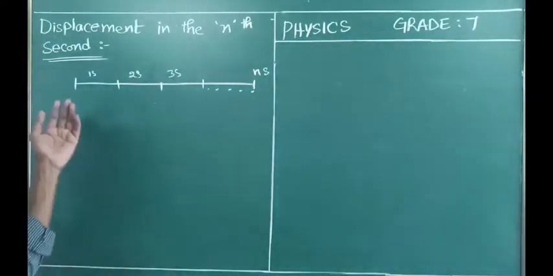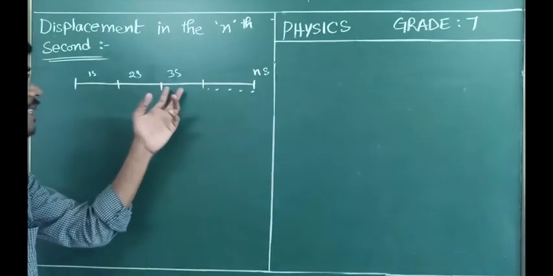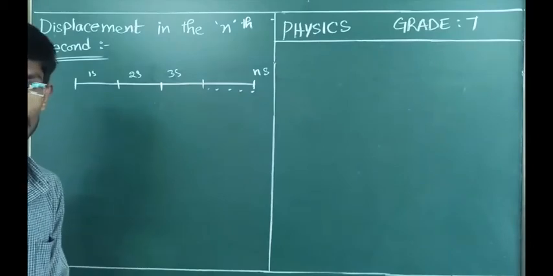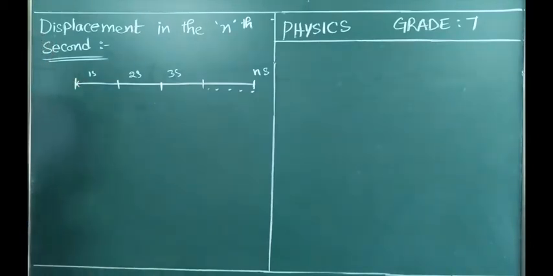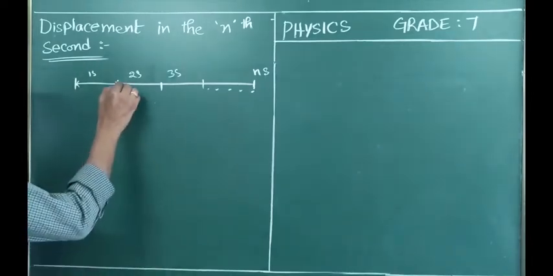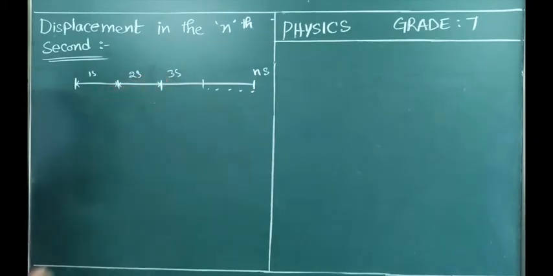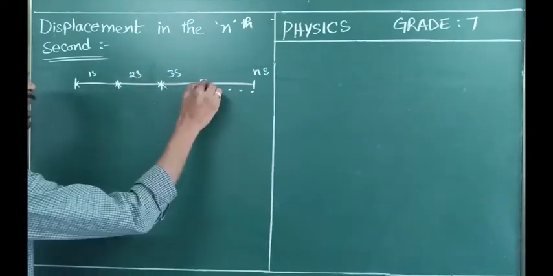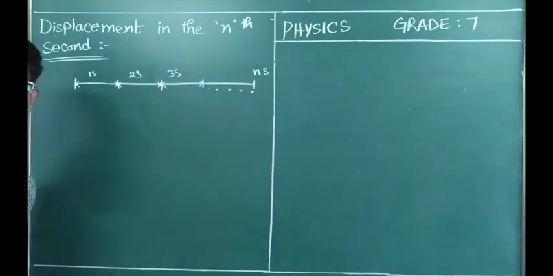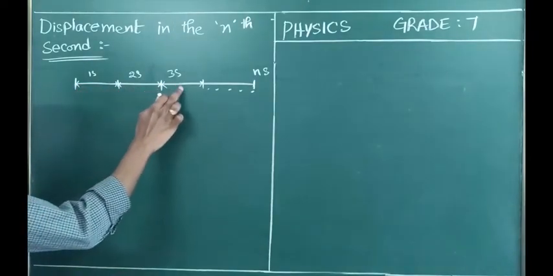See, observe here, an object is travelling first second, second second, third second and so on, n seconds. Here, this is the starting of first second and this is the ending point of first second. And then from here onwards, the second second will start and at this point the second will end. At this point the third second will start and here the third second will end. So here we have first second distance, second second distance, third second distance.